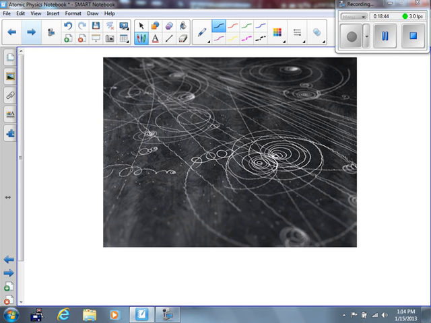Now this is a diagram of a cloud chamber. You can see that you've got particles going everywhere. Some of them in a straight line, some of them spiraling, some of them in circles. What do you think might cause these particles to go in circles? Maybe a magnetic field. Okay, let's introduce a magnetic field into this.